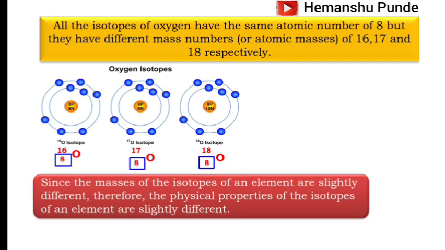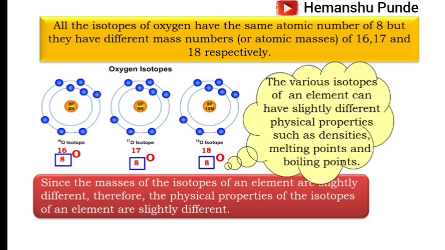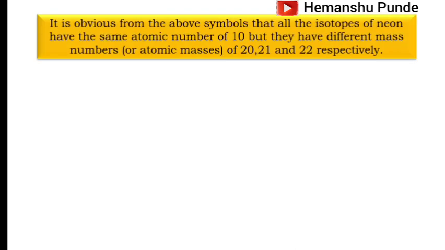Since the masses of the isotopes of an element are slightly different, therefore the physical properties of the isotopes of an element are slightly different. The various isotopes of an element can have slightly different physical properties such as densities, melting points, and boiling points. It is obvious from the above symbols that all the isotopes of neon have, now look carefully for the symbols.